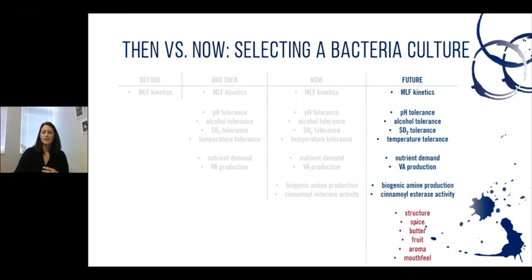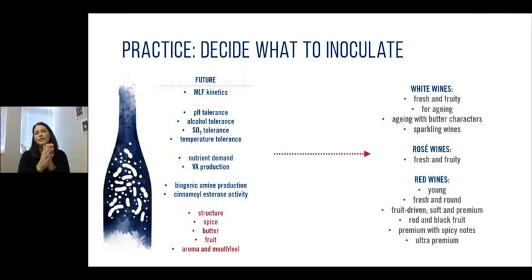So ideally, we would now like to get to a point where we see bacteria also as a tool to not just complete the fermentation, survive the wine conditions, not produce biogenic amines, but actually enhance the sensory profile of the wine to reach a certain style. Fresh and fruity wines, wines for aging, structured wines, etc.